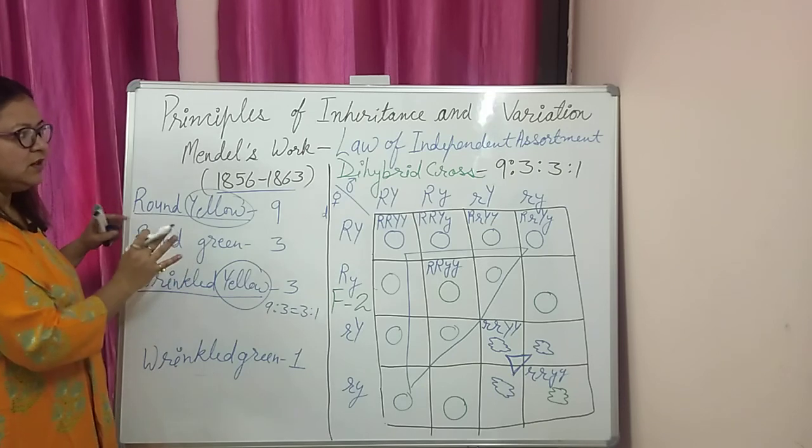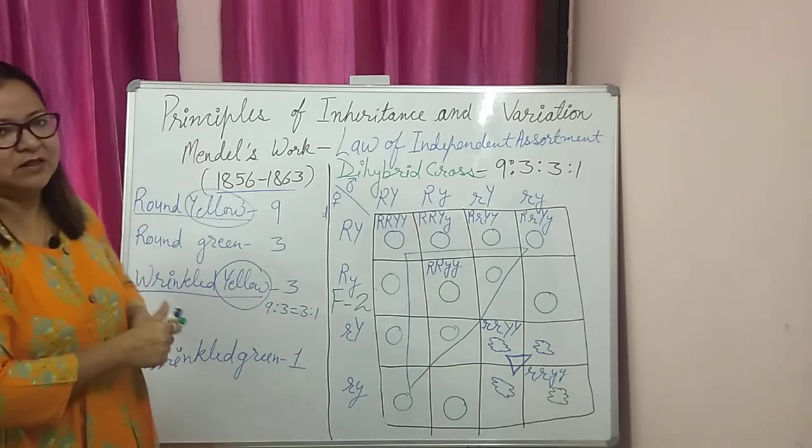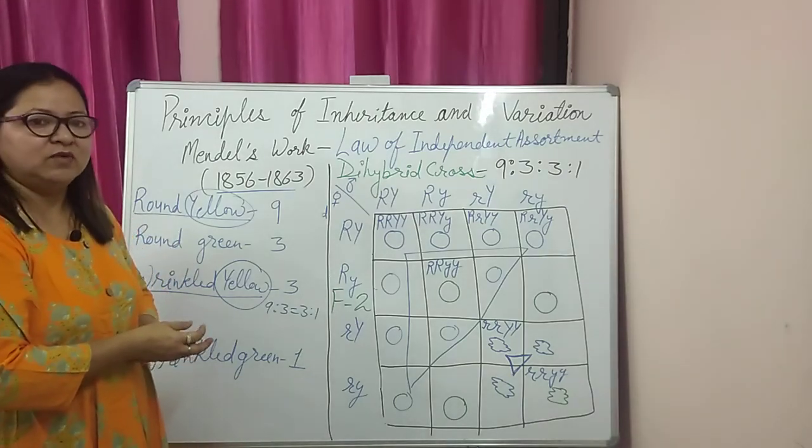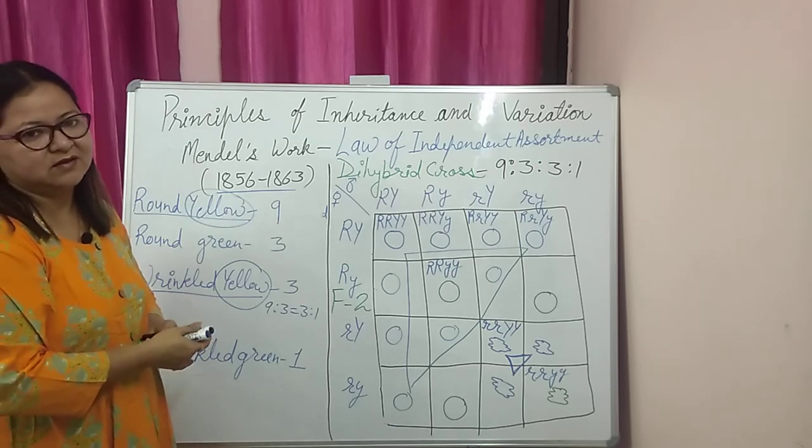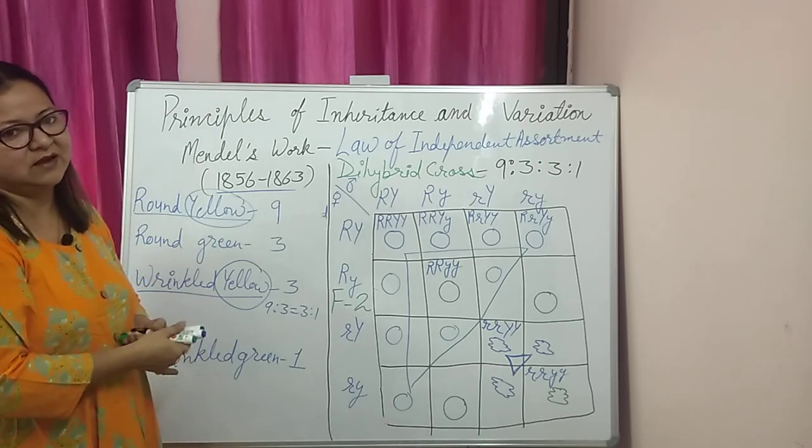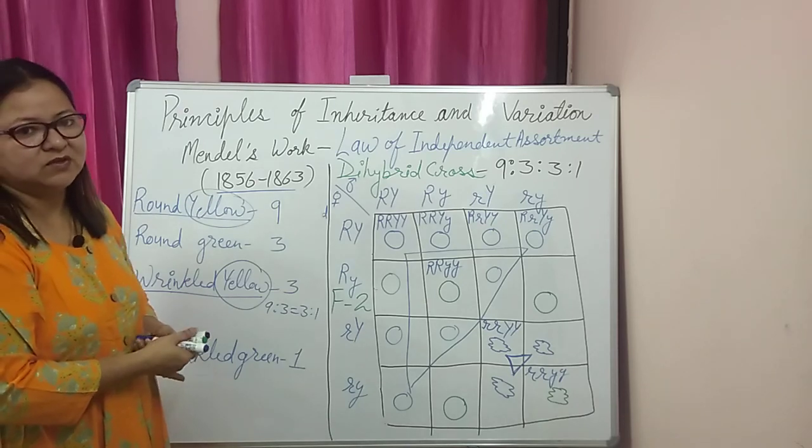So this is the third law of Mendel, the law of independent assortment, that during the inheritance of two characters, the transfer of one character is independent of the other.